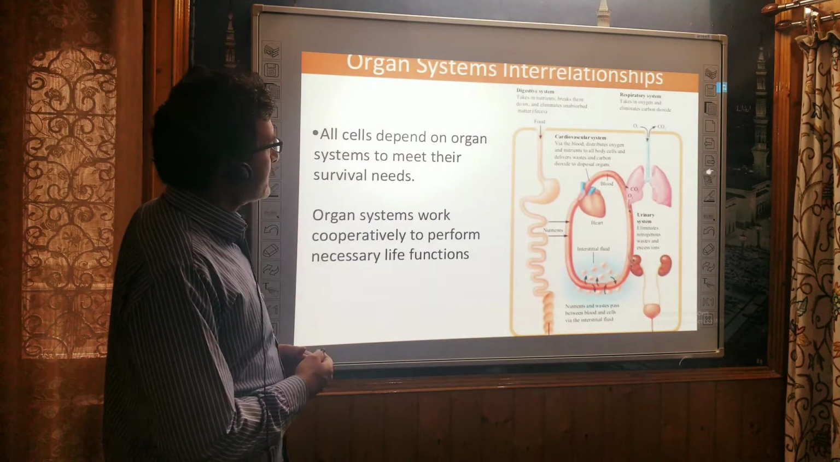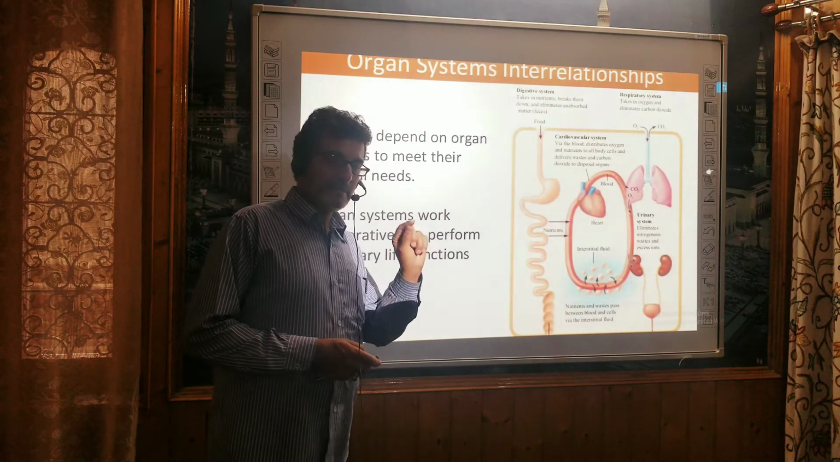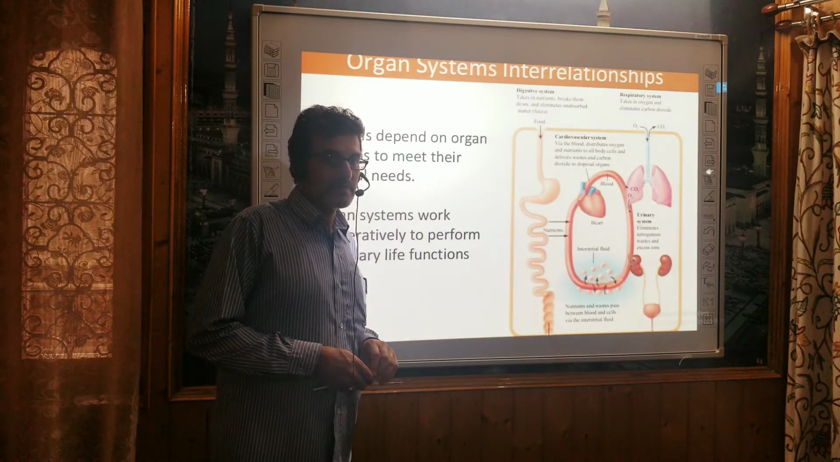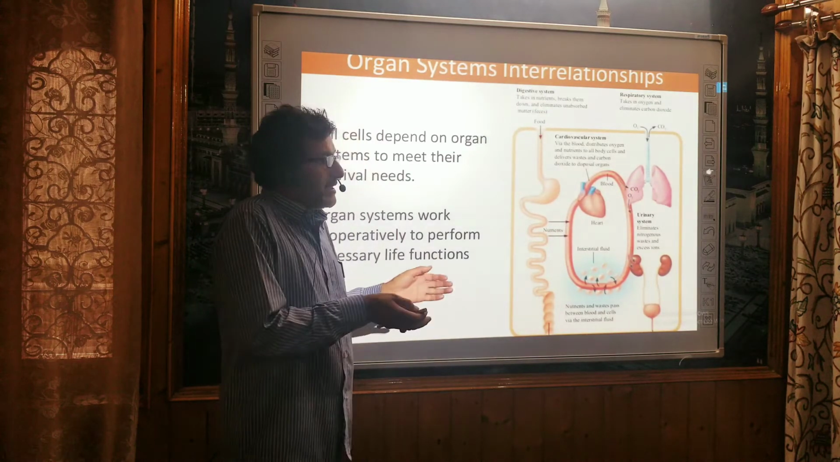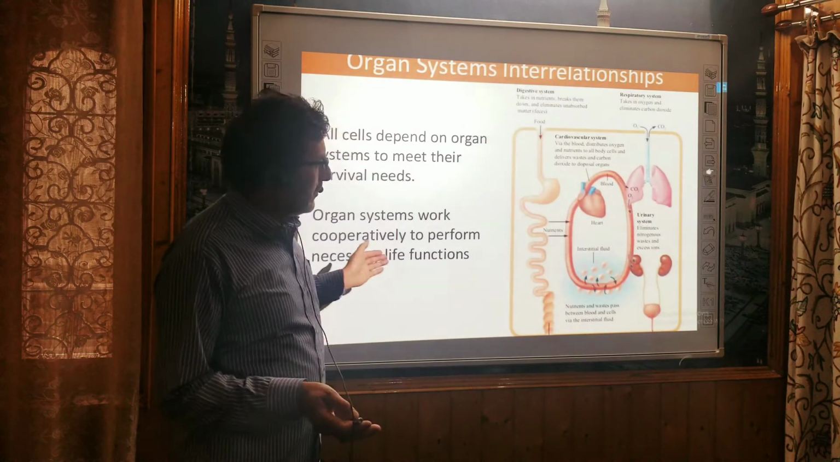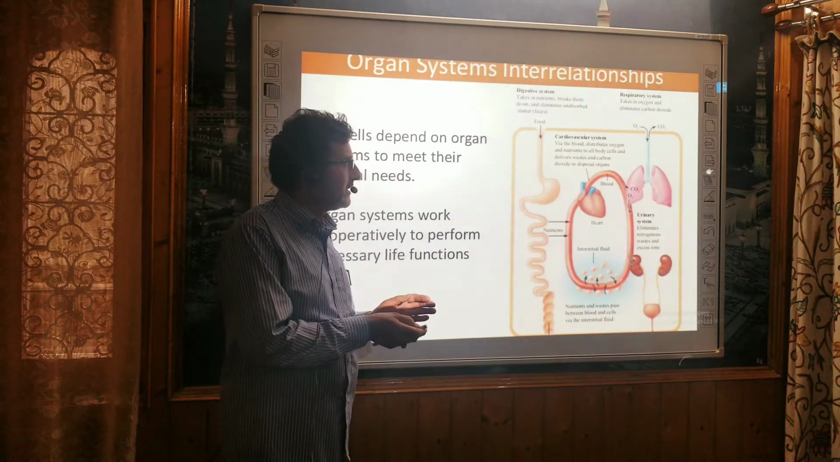Now, organ system interrelationships. Let us come to the first point, that our body is composed of cells. Cells have division of labor. Now the organs have division of labor, and when all the organs collectively perform their own function, then we can say we are alive.